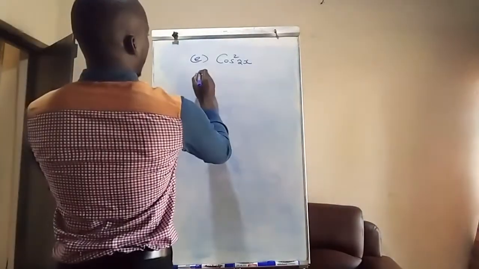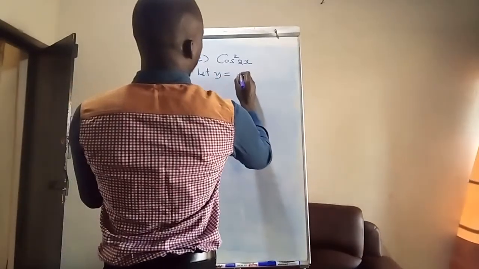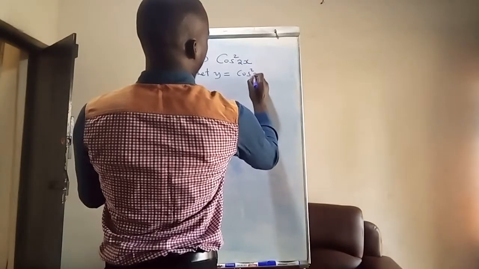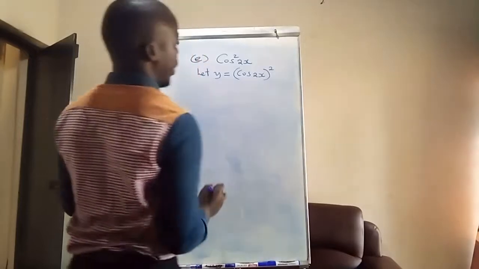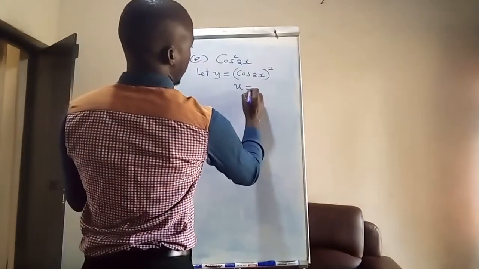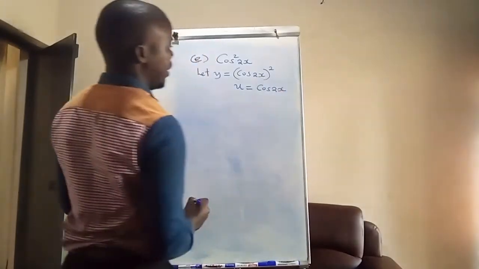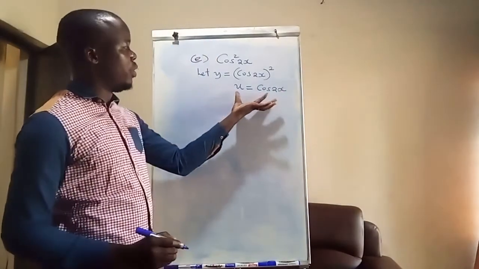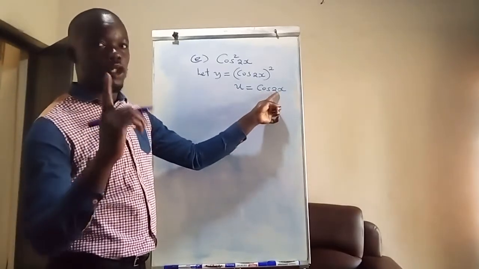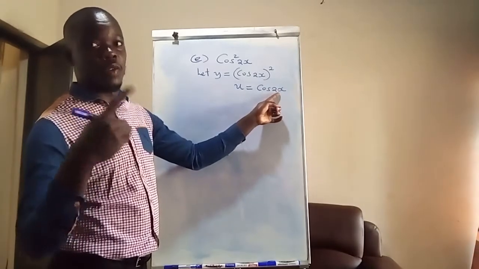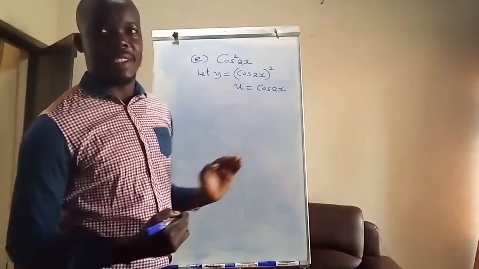Now for this case, we are going to let y be cos squared of 2x. But I can keep this square out here. It is very much okay. Then I will let u only be what is inside the bracket. That will be cos of 2x. So this time around we need to know how to differentiate cos 2x directly. And that is: differentiate the angle, you get 2. Then you multiply by the derivative of cos. When you differentiate cos, you get negative sine. So it will be minus 2 sine 2x.